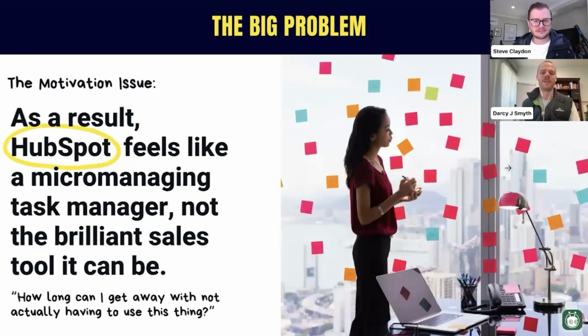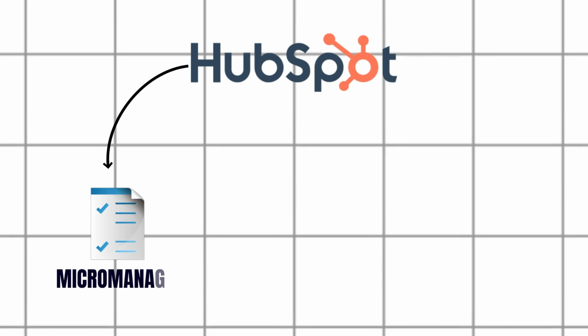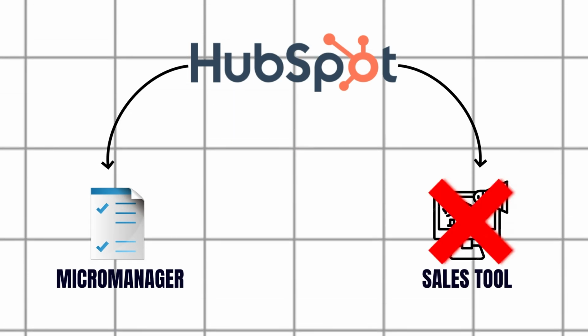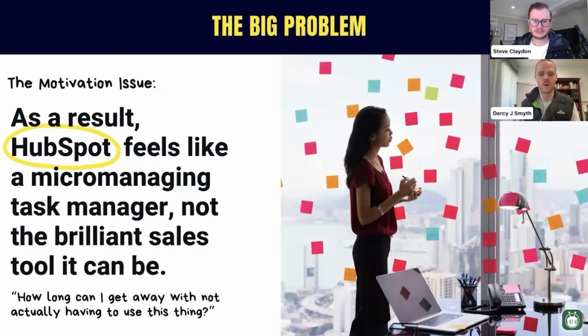Third problem, team, is this, and this is what it wraps up as in a nutshell, is that as a result, HubSpot feels like a micromanager and task manager, not the brilliant sales tool it can be. So when we run into those problems, when a leader realizes we're paying so much for this, we're not getting much out of it, or we're not using it to its full potential, that's a problem.